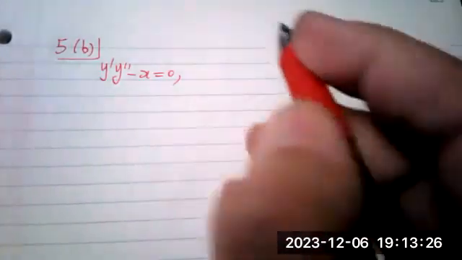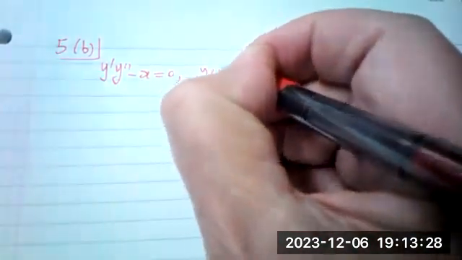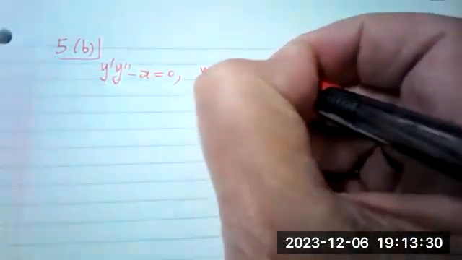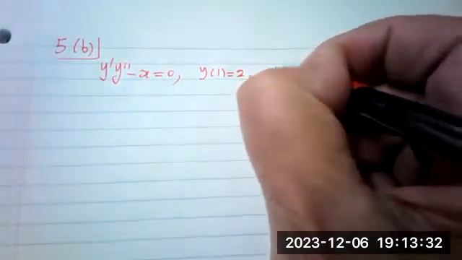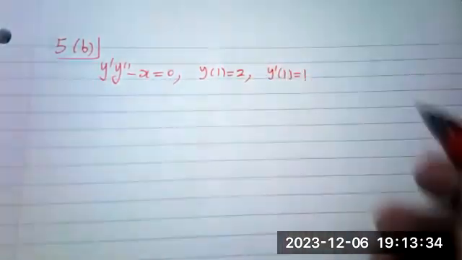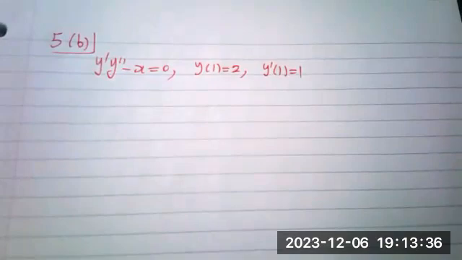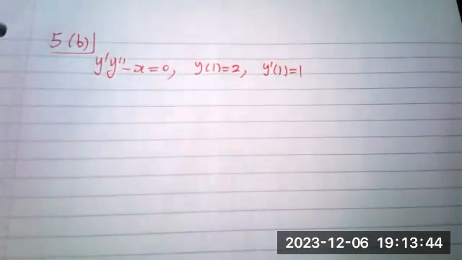This time you have initial conditions: y of 1 equal to 2 and y prime of 1 equal to 1. It's a nonlinear equation. As you can see, y is missing. The direct substitution of u equal to y prime and u prime equal to y double prime will do it for you when the x is there.